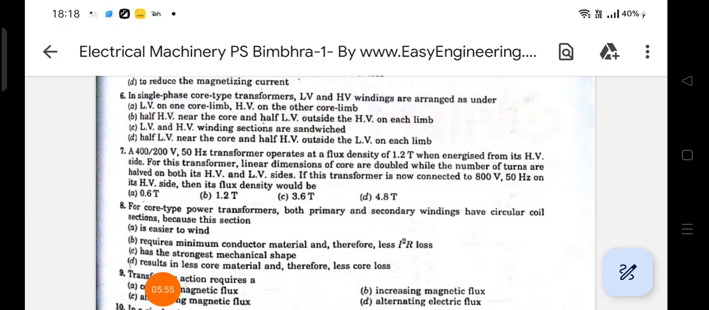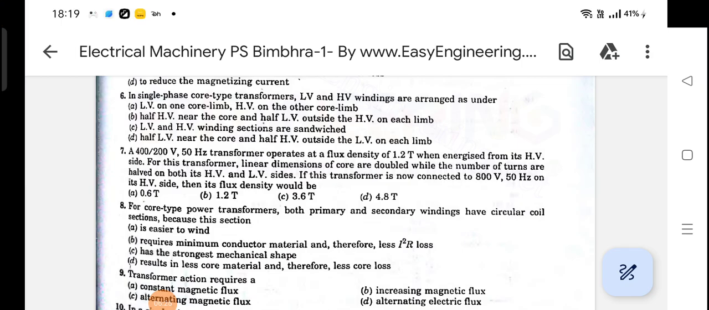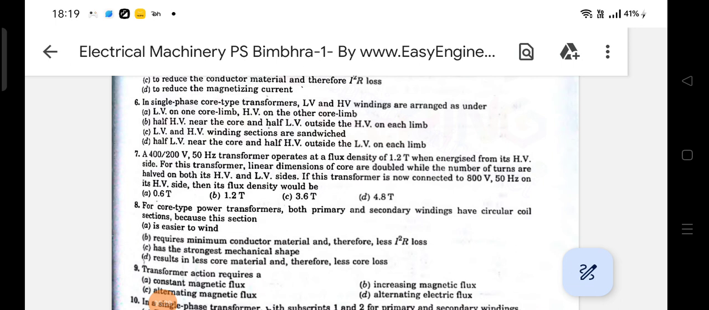Next, see here. For this transformer, linear dimensions of the core are doubled while the number of turns are halved on both its HV and LV sides. Now this transformer is connected to 800 volts, 50 Hz. That means the transformer is reconnected to 800 volts, 50 Hz. In this case, the linear dimensions are doubled and the number of turns are halved. Already we know the EMF equation of a transformer, right?